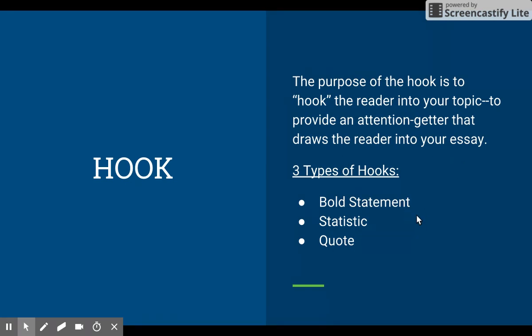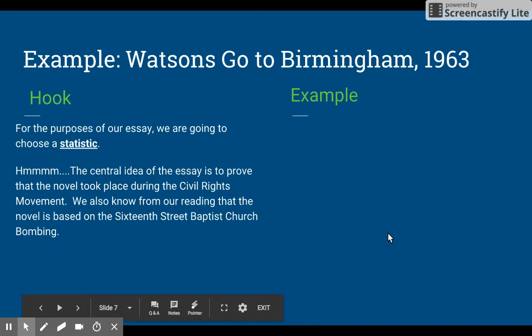Usually there's 3 types that you deal with. 1 is a bold statement, 2 is a statistic or a specific fact, and then finally you could also use a quote as a hook. All 3 are effective. But for our example and for your informative essay, we are all going to use a statistic for our hook.